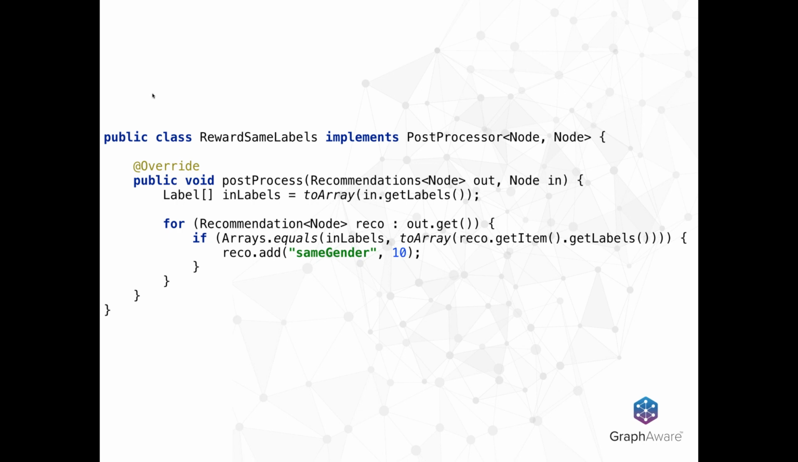There's another one which doesn't extend the class; it simply implements a post-processor from scratch. We're trying to reward same labels, or same gender in this case, so they're both male or both female. You don't have to look into detail here into this method, but it's just the very last line there. It's adding 10 points for the node we're recommending and the node we're recommending to, in case they have the same gender.